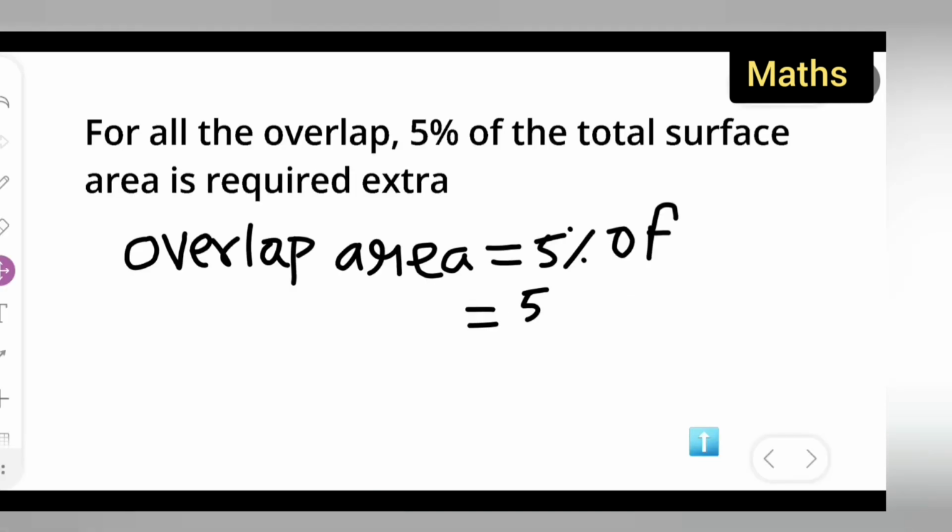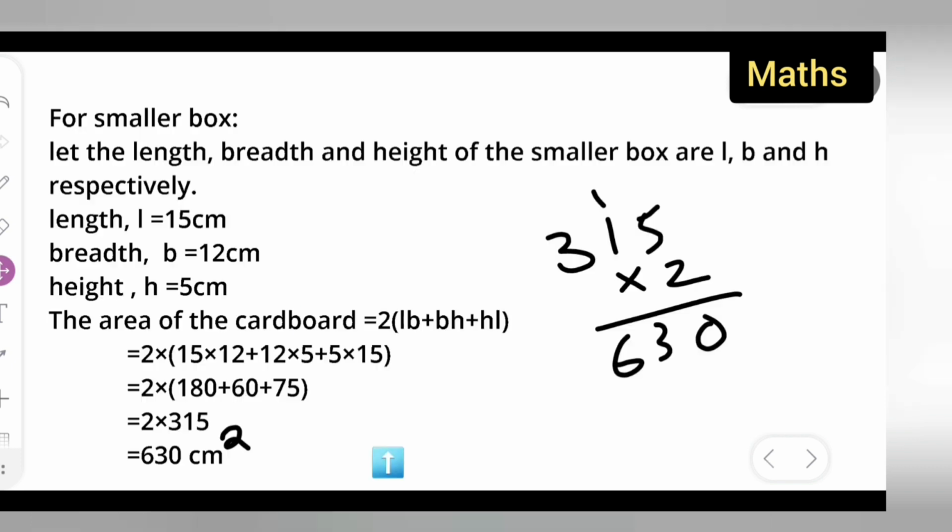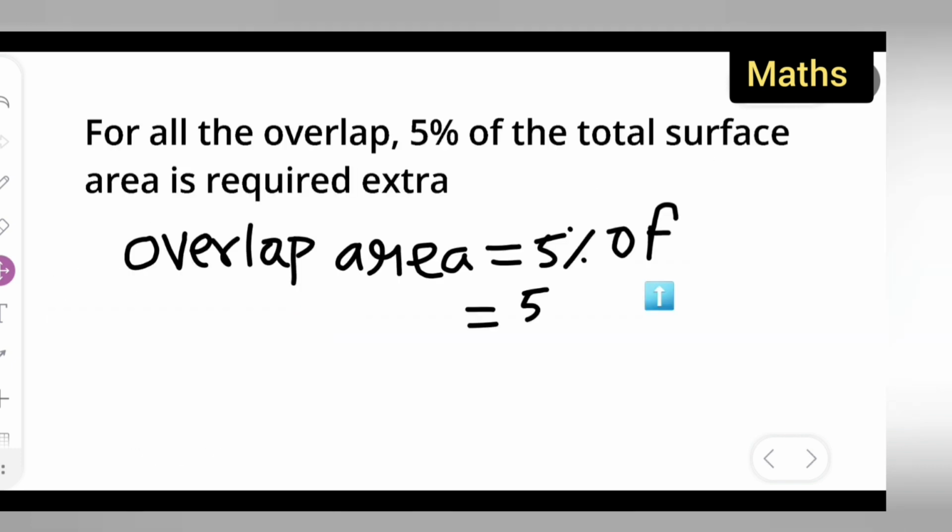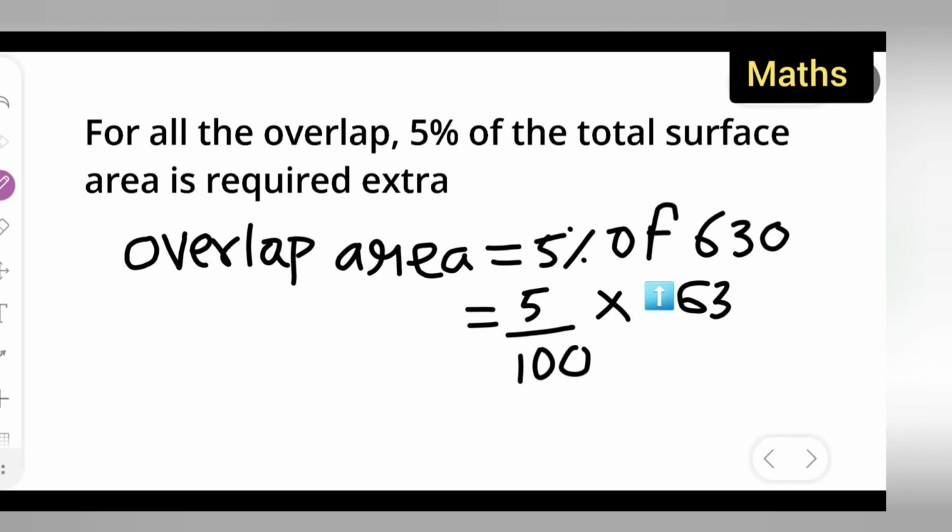So this is, you all can take down, for all the overlap of 5% of the total surface area is required extra that we need to find. Therefore overlap area is equal to 5% of what answer we got over here? 630, right? So write down 630. Then you all have to divide 5 divided by 100, because we have to remove the 5% of it. So multiplied by 630. Here 0 0 will get cancelled. 5 multiplied by 63 you all have to do.